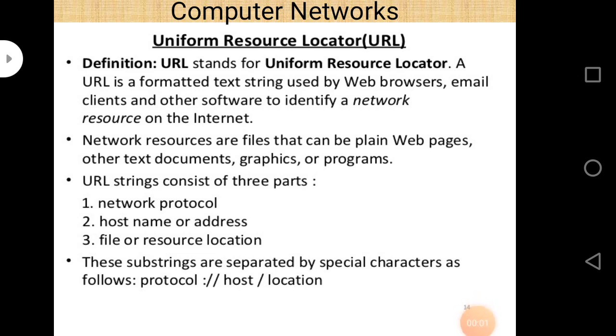Hello, happy students. Today our topic is computer networks, and this is computer network part 11, and this is the last part regarding computer networks of your syllabus.